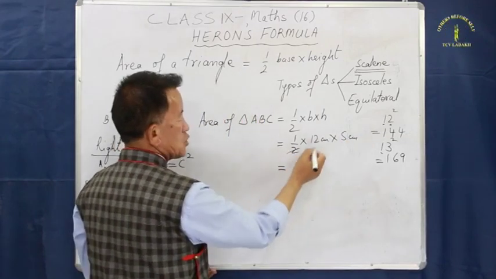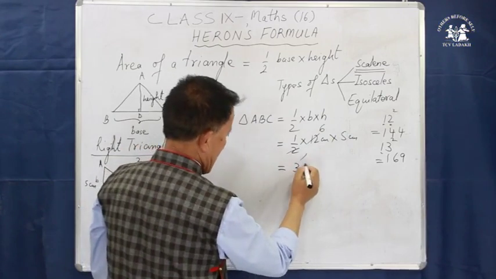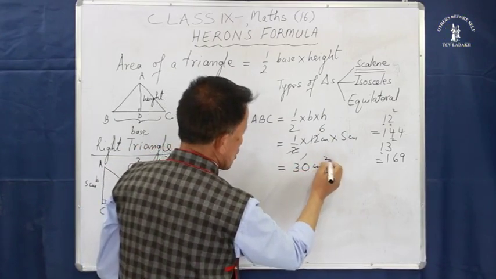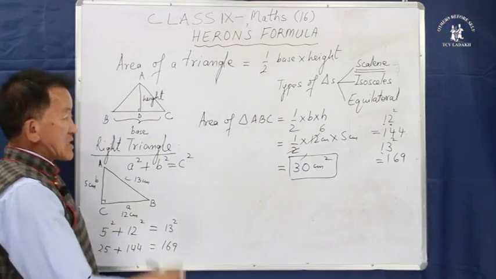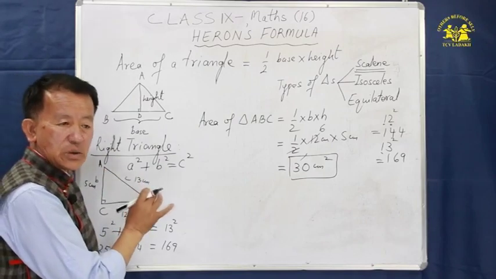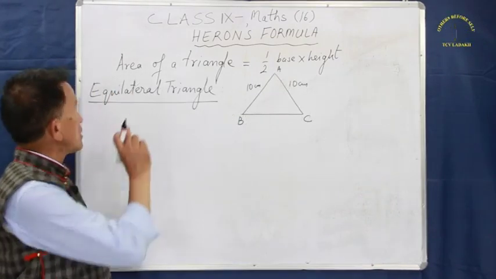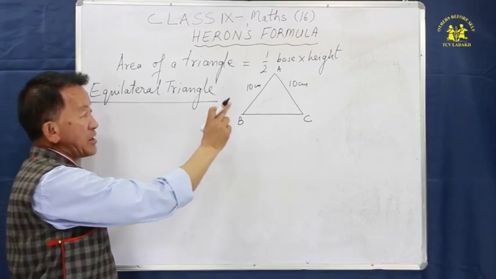So 2 1s are 2, 2 6s are 12, 6 5s are 30. 30 square centimeters. So this is the area of scalene triangle ABC. Okay. Next, equilateral triangle: area is half base into height.